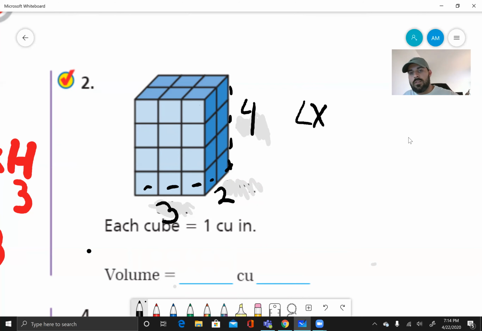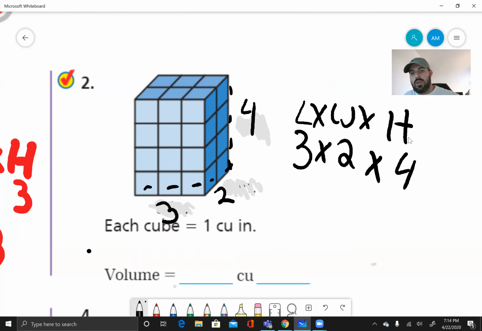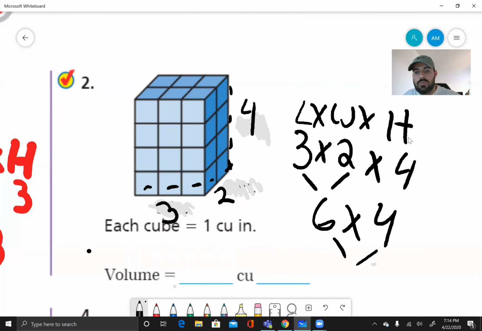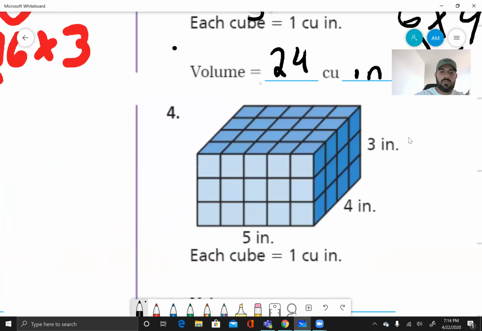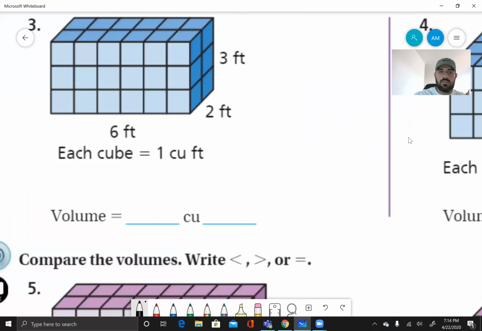Follow my formula: length times width times height. Length of 3 times the width of 2 times the height of 4, right? Then multiply left to right. 3 times 2 is 6. Drop down that 4. 6 times 4 is 24. And I am done. Very simple. All right? Let's move on to number 3.